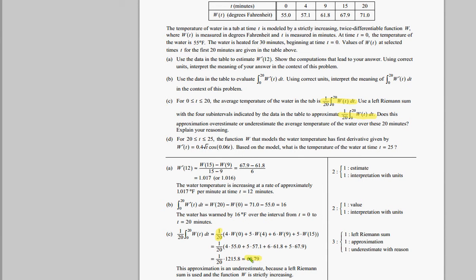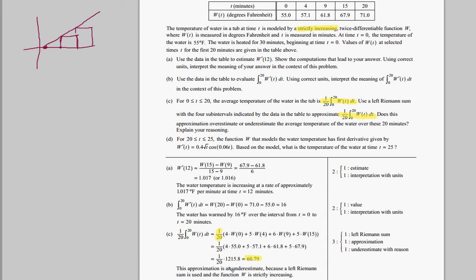Okay, and all it's asking at this point is this an over or underestimate? And that information is coming from the fact that you know this function is strictly increasing. And if you would just happen to draw a picture of this function, if it's strictly increasing, then you know that your rectangles are falling underneath your function, which would be an underestimate.